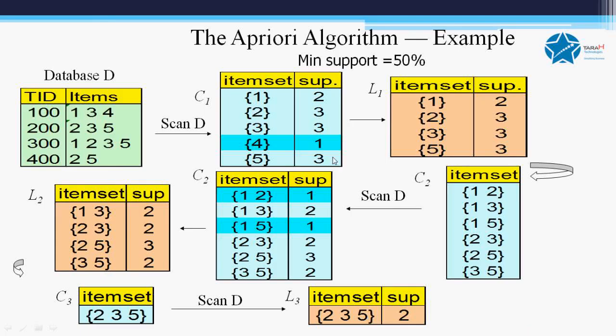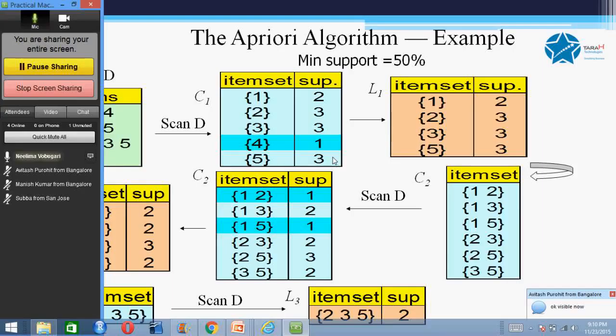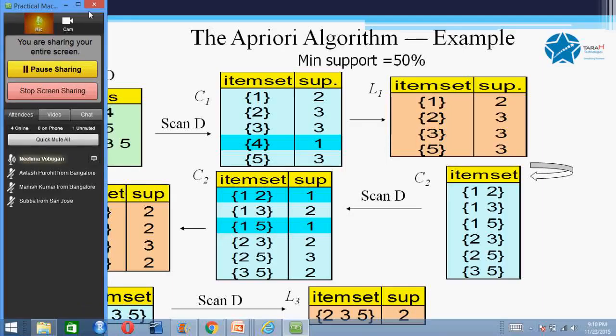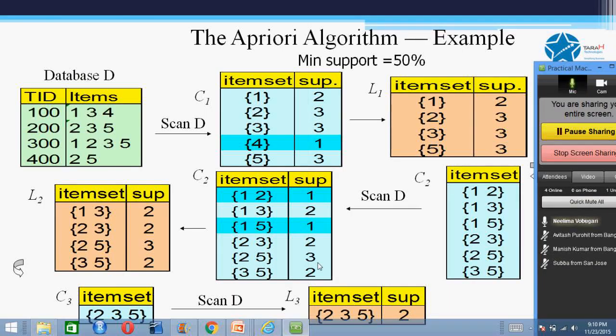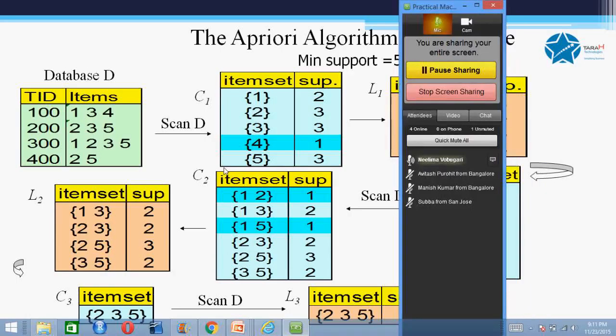So I hope you can see the screen now. See the steps here. What we're seeing is at each step, we are basically trying to remove those item sets which do not satisfy the condition of minimum support. That is what is going to define the contour of the final frequent item sets which satisfy your minimum support condition. So that is the first stage of your algorithm.